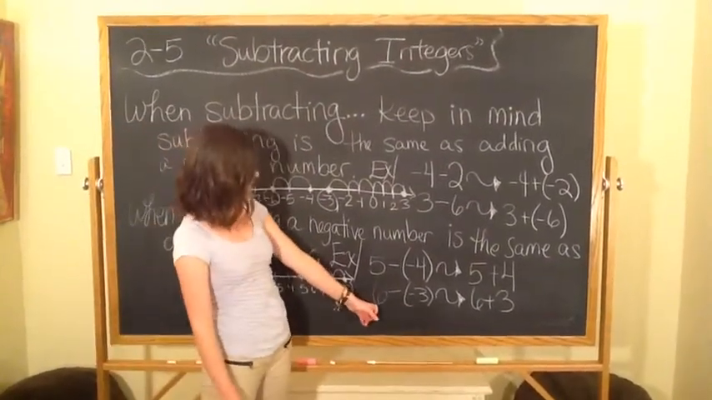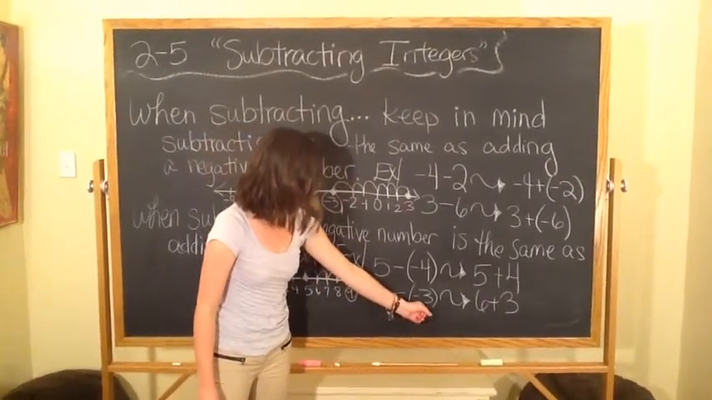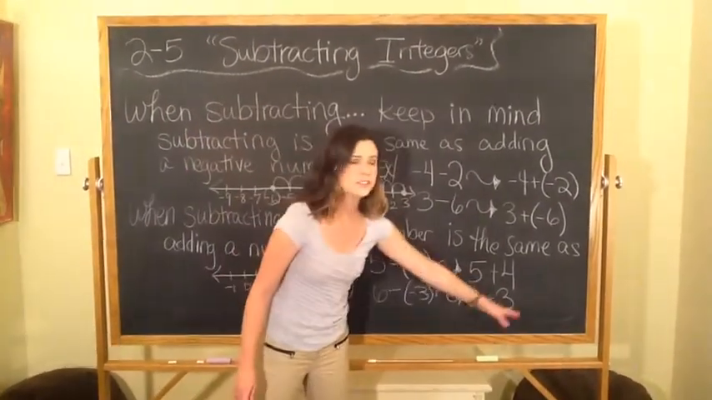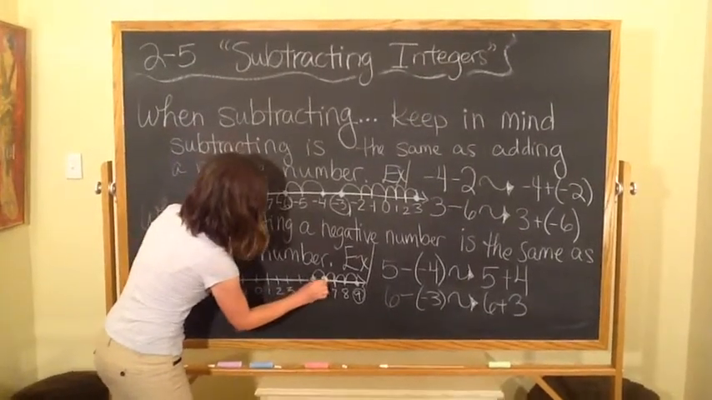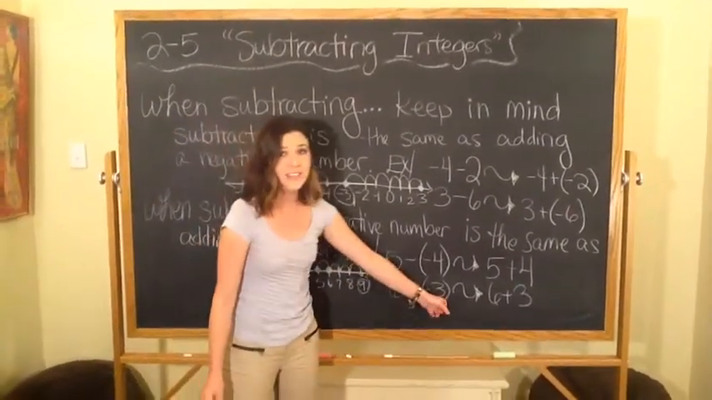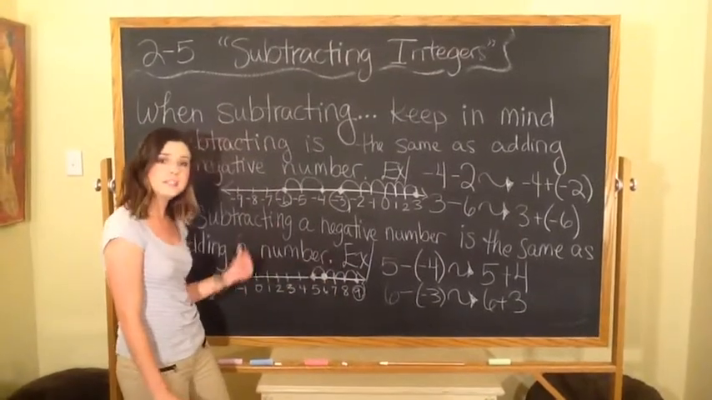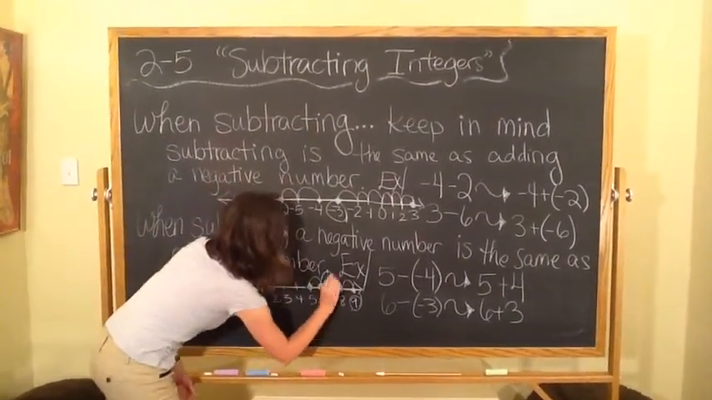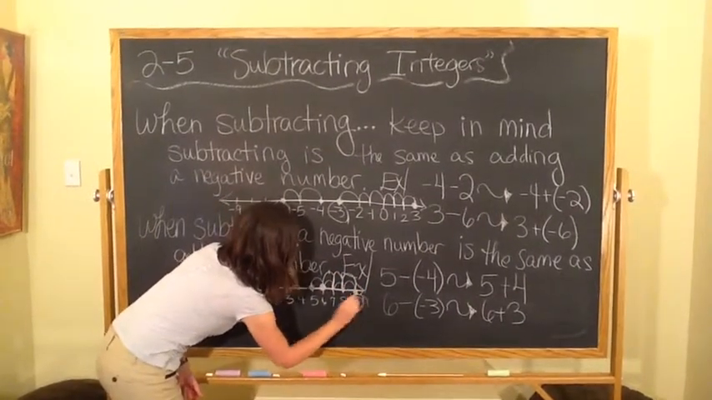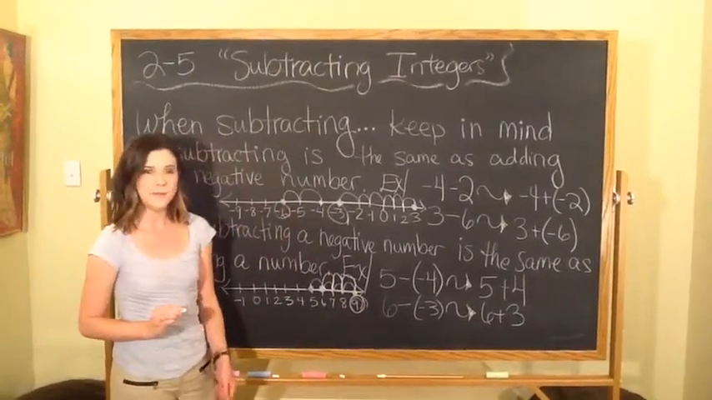Let's look at another example of that. 6 minus -3 is the same as 6 plus 3. If we start at 6 right here, we're not going to take away 3, we're going to add 3. So we go 1, 2, 3, and our answer is also going to be 9 for that one as well.